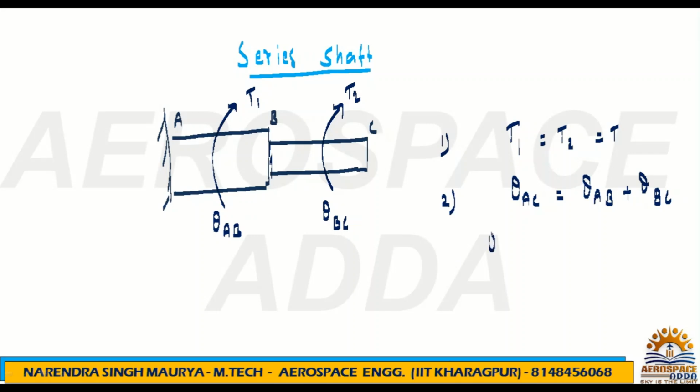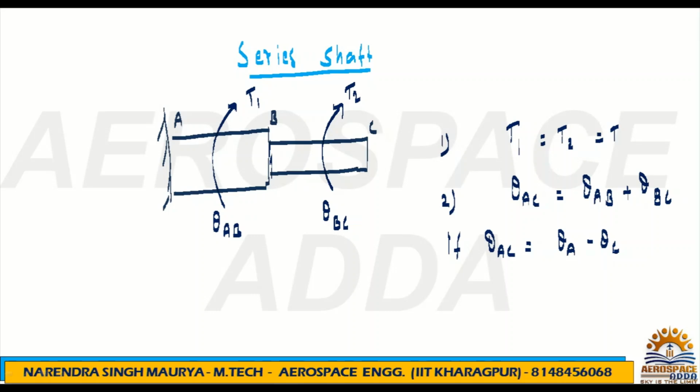If I say theta AC, what does theta AC mean? It's theta A minus theta C. That's the meaning of it. Always remember, similarly, theta AB is nothing but theta A minus theta B. Similarly, theta BC is nothing but theta B minus theta C. And that is the way to write.